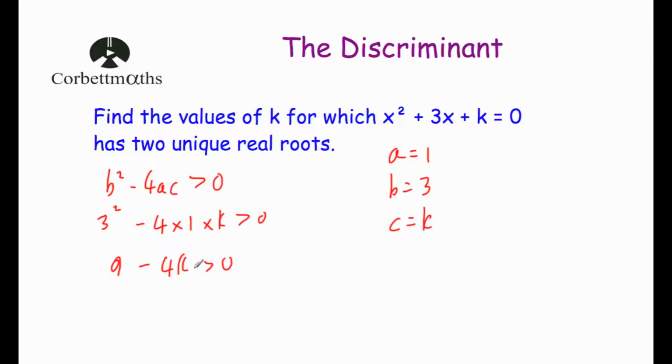Now if we add 4k to both sides of the inequality, we get 9 is bigger than 4k. And if we divide both sides of the inequality by 4, we get 9 over 4 is bigger than k. So in other words, k is less than 9 over 4. And that's it. Okay, let's have a look at our next question.